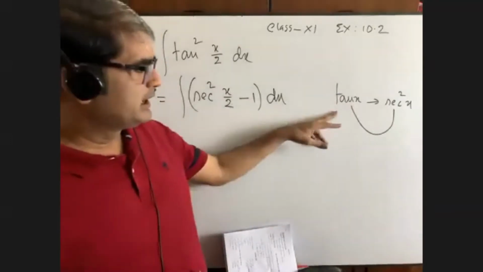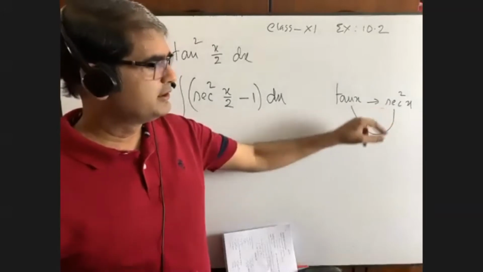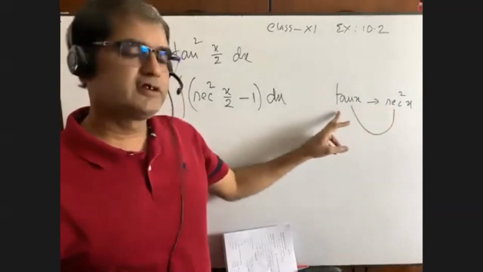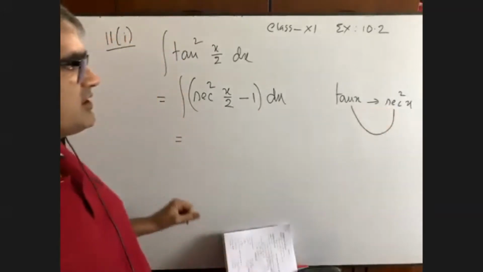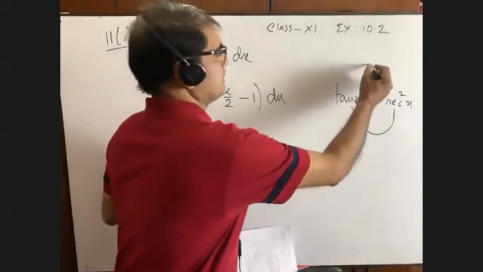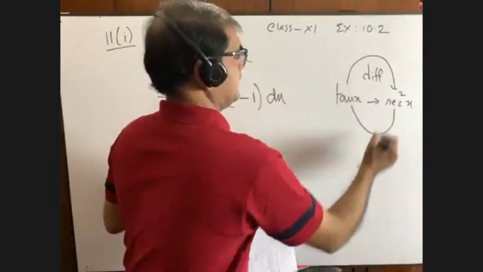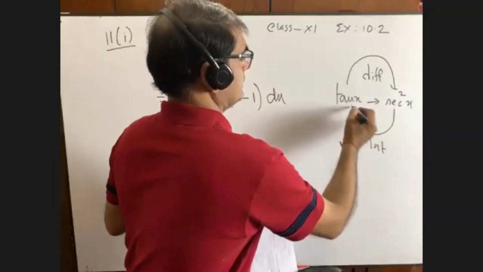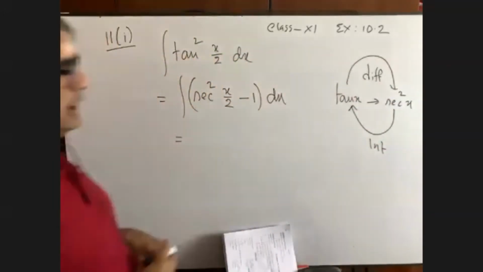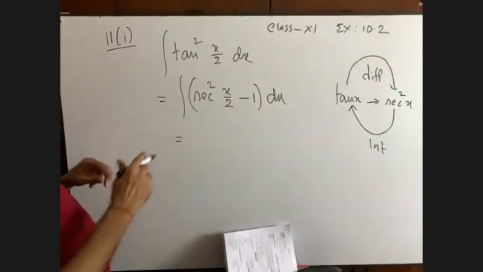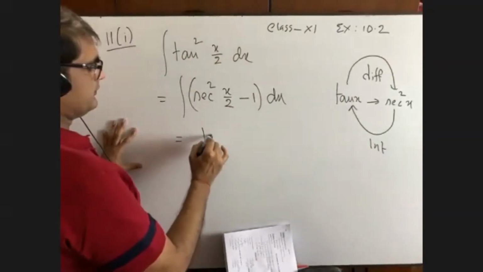Differentiation of tan x is sec square x. So integration of sec square x is tan x, right? Vice versa. This is the differentiation. Okay. And this is the integration. Okay. Now you see, so it is tan x by 2.